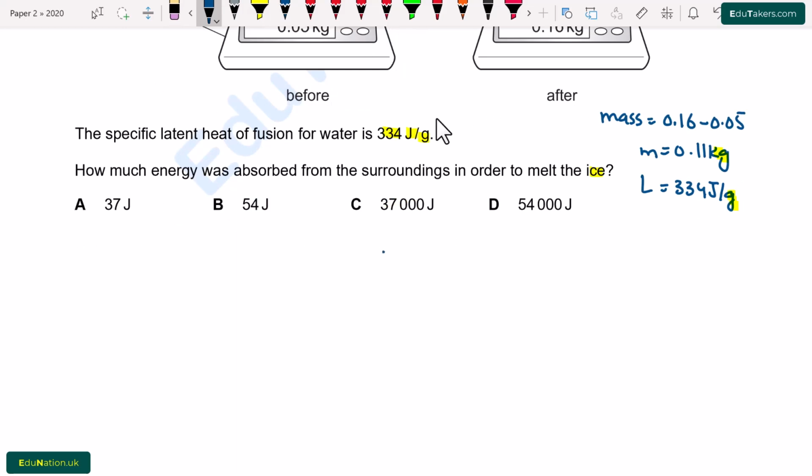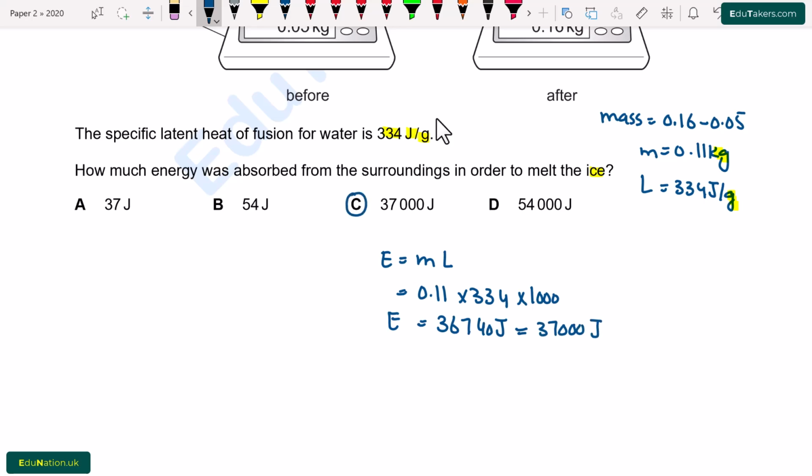So I use formula E is equal to mL, where m is mass and L is the specific latent heat of fusion. So mass is given, 0.11 multiplied by 334 and then I multiply with 1000 to make the unit same. So energy will be equal to 36740 joule and it is equal to 37,000 joule. So from here option C is correct.